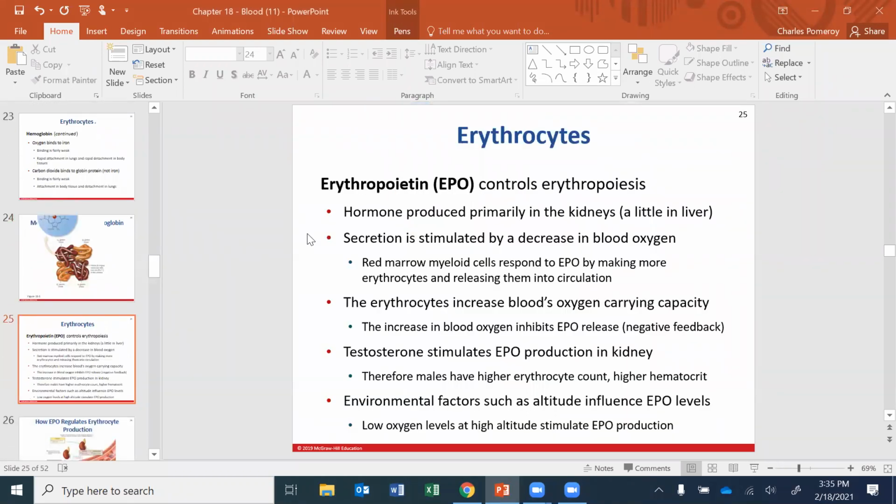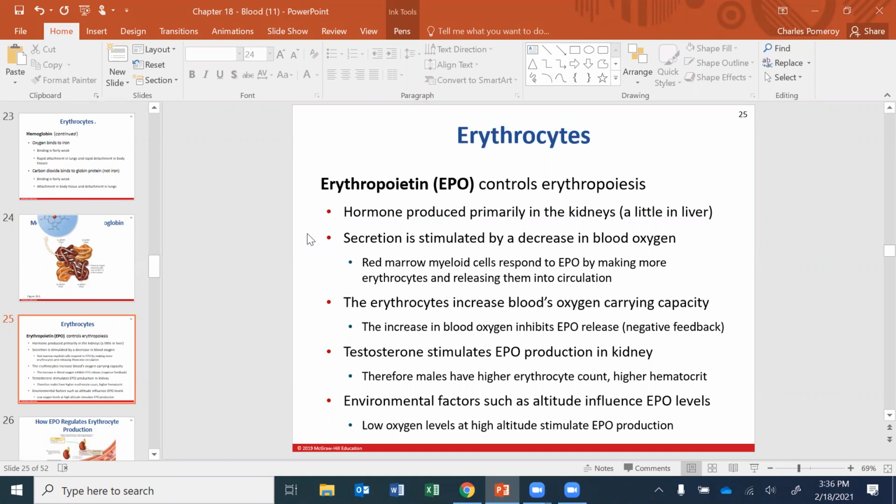There's a hormone. I know you guys probably thought you were done with hormones, but you're not. EPO, erythropoietin, it's right there in its name. Remember, poiesis means production of. So erythropoietin causes the production of red blood cells. EPO is the common way that we shorten it up. This hormone is produced primarily in the kidneys.